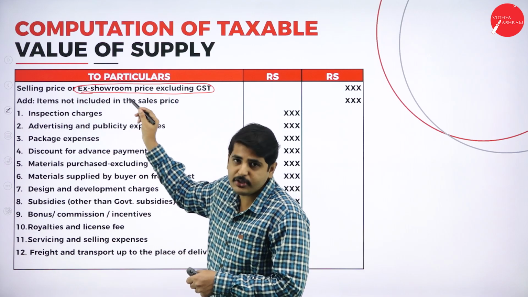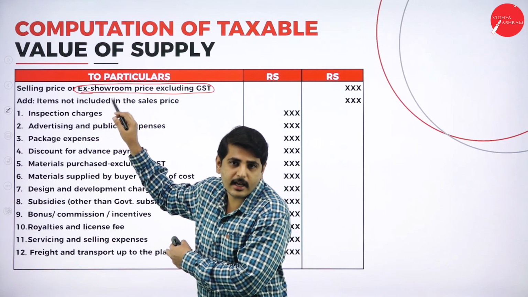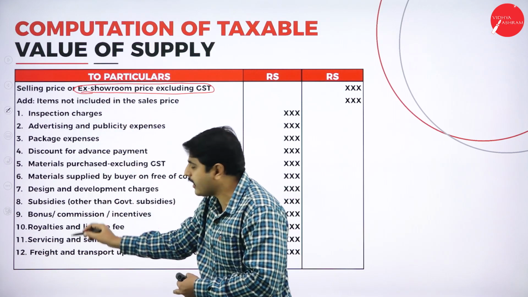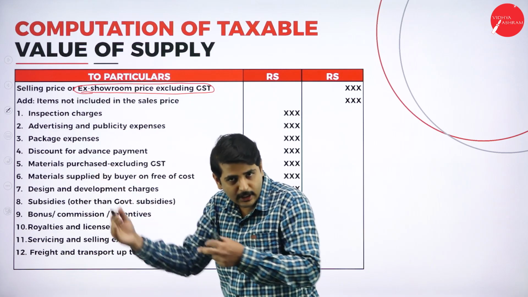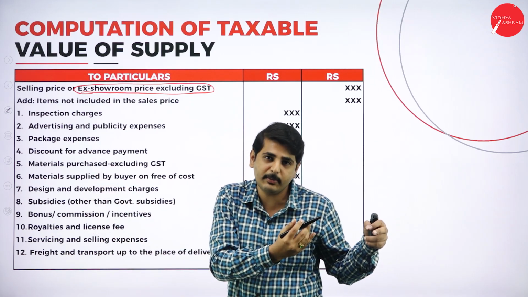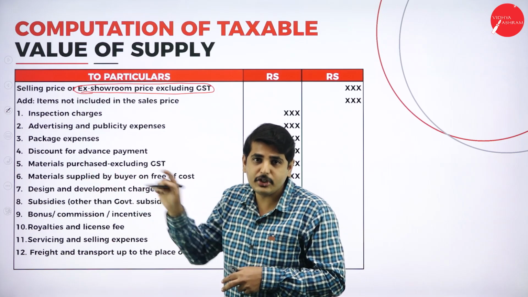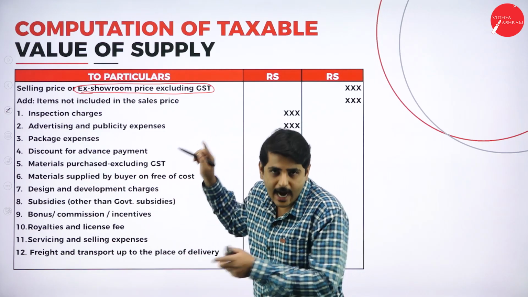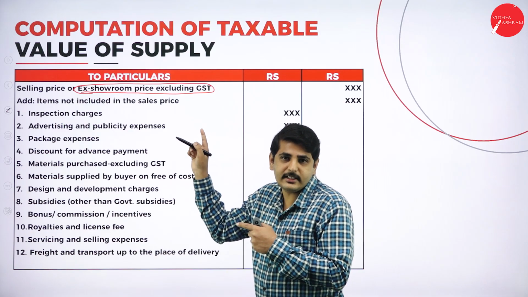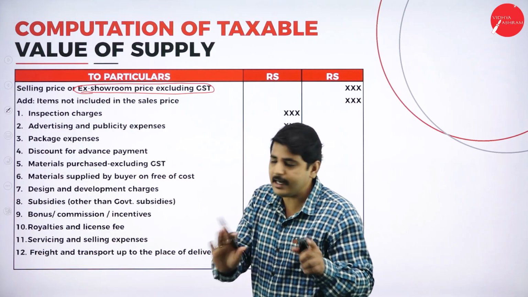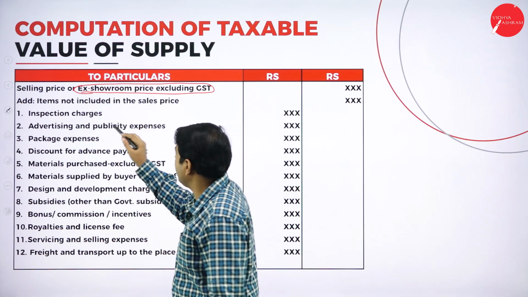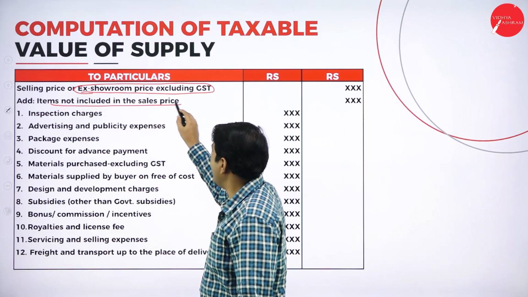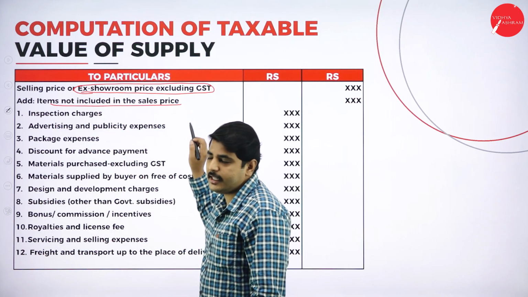If it is excluding, we should add back. Excluding means the following items are not included, so we have to include them while calculating the valuation of supply. If it is already included, we should not consider it, we should neglect it. Keep this in mind. Excluding, add it. If it is including, don't add it, just neglect it. That's it. If excluding, add all the items which are not included.